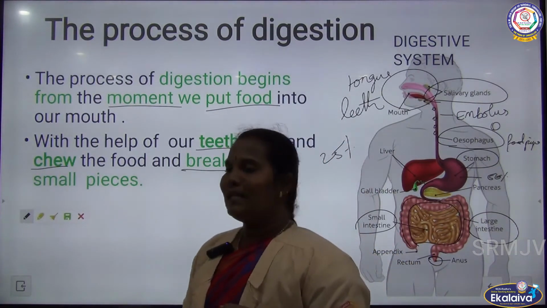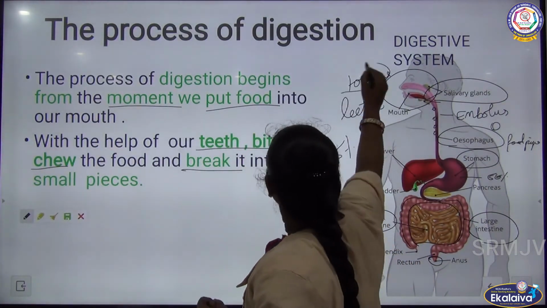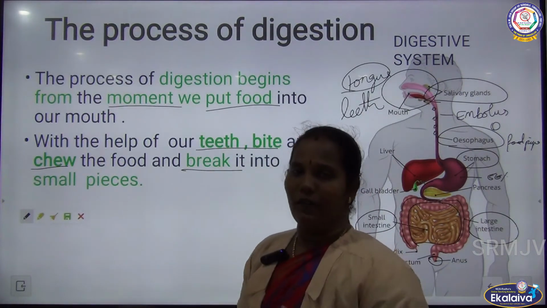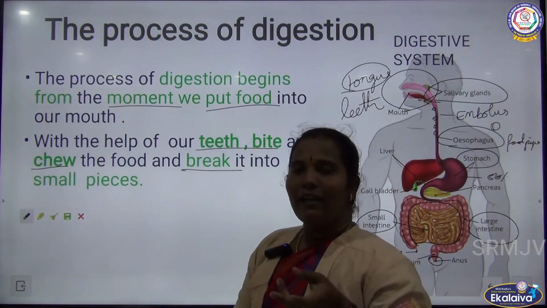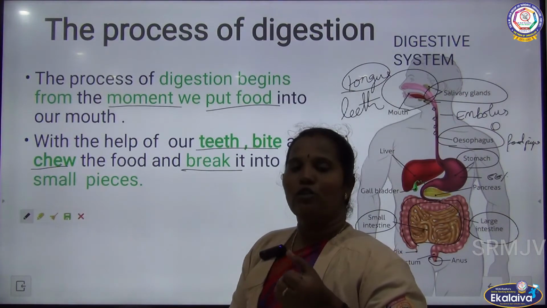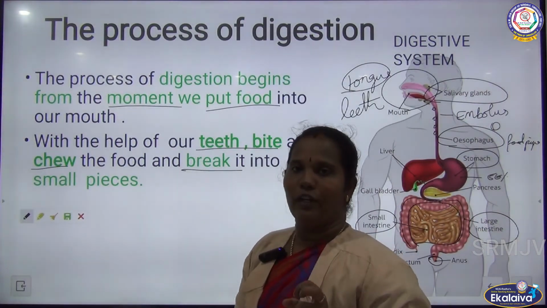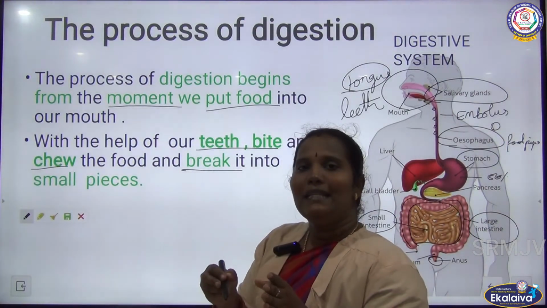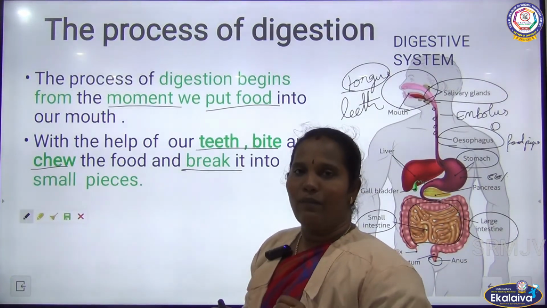Afterwards, the tongue helps us. The tongue helps us rotate the food. The tongue can rotate, so it helps to rotate the food, so the food can easily mix with the saliva. Okay.